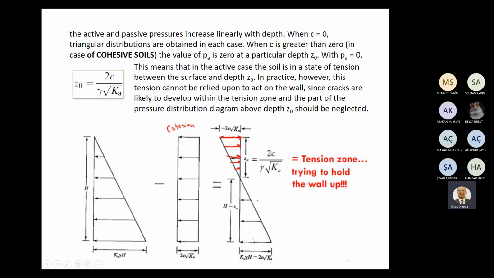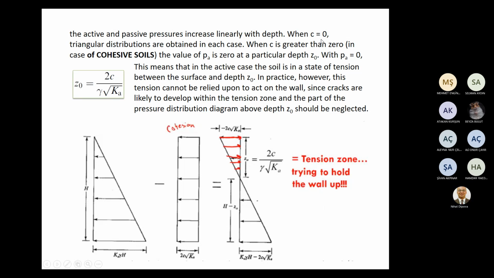Let me show only a cross section. The active and passive pressures increase linearly with depth when cohesion is 0. A triangular distribution can be obtained as shown here, but please note the case when cohesion is not 0.